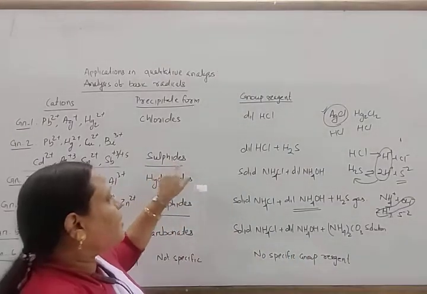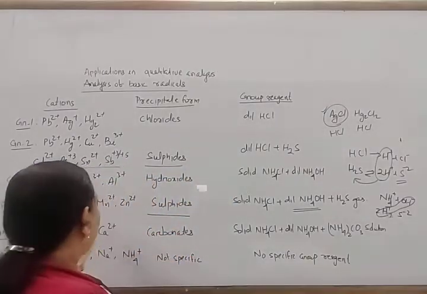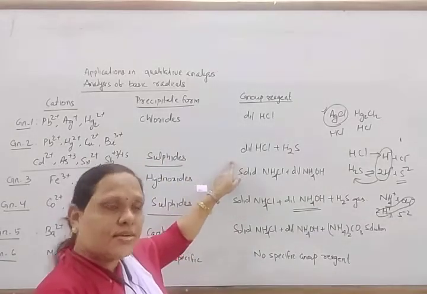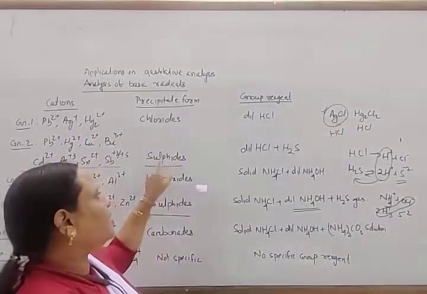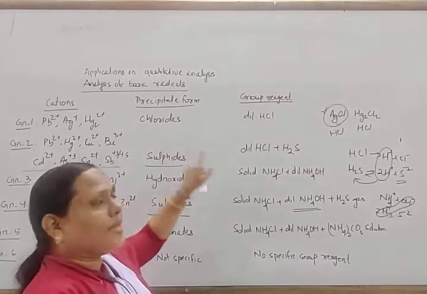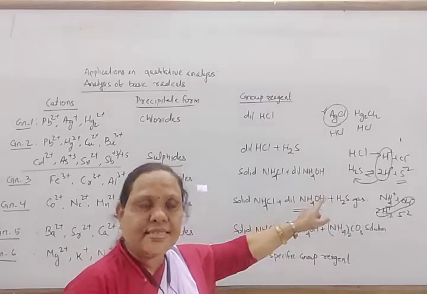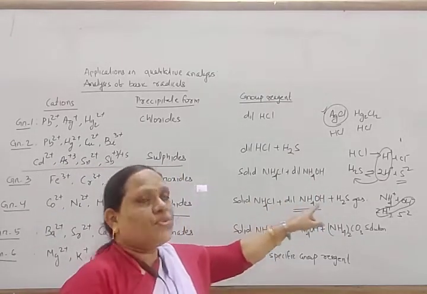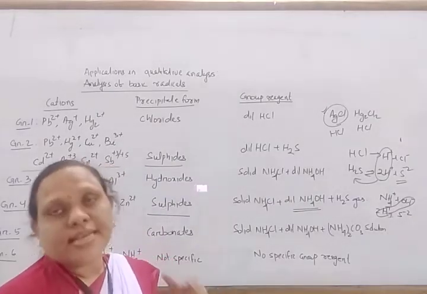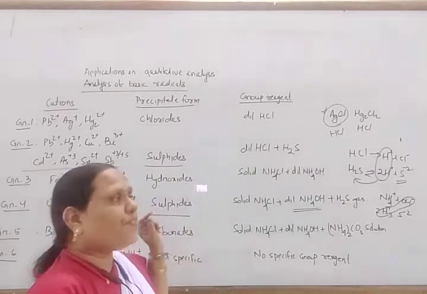So group 2 radicals precipitate as sulfides, and group 4 radicals also precipitate as sulfides. But group 2 requires a low concentration of sulfide ion because it has a lower value of solubility product, while group 4 requires a high concentration because it has a higher value of solubility product. In the presence of HCl, due to the common ion effect, the dissociation of hydrogen sulfide decreases. In the presence of the base, the dissociation of hydrogen sulfide increases, so the concentration of sulfide ion increases, which helps to exceed the solubility product value.